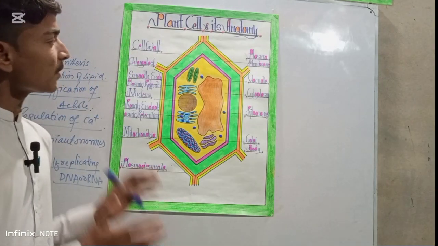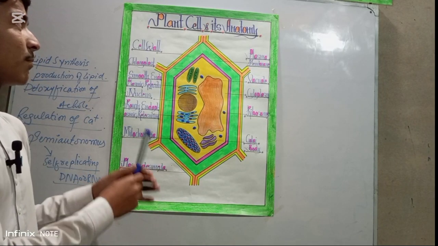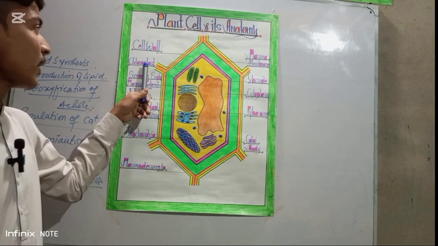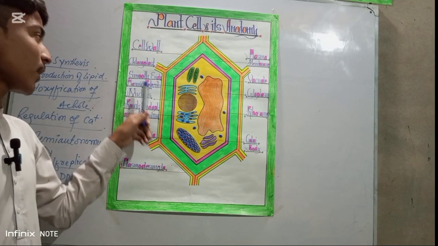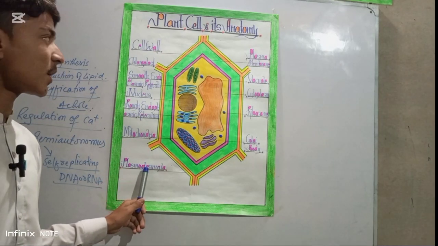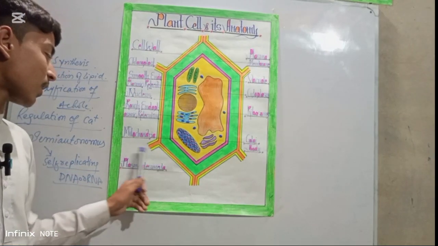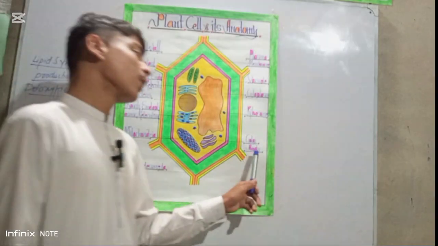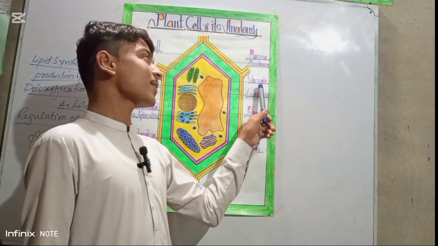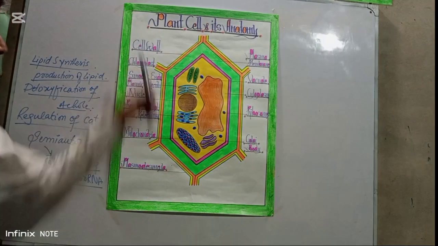Now we will discuss plant cells in detail, and their main organelles. The main organelles are the cell wall, chloroplast, smooth endoplasmic reticulum, nucleus, rough endoplasmic reticulum, mitochondria, and plasmodesmata, which are tubes of the cell wall that transport materials. Then the Golgi body, ribosomes, cytoplasm, vacuole, and plasma membrane. First of all, we discuss the cell wall.